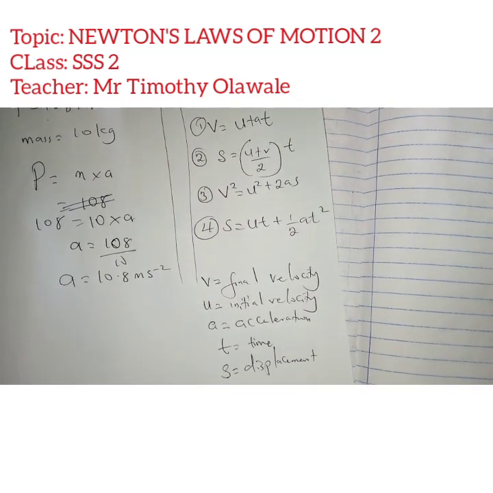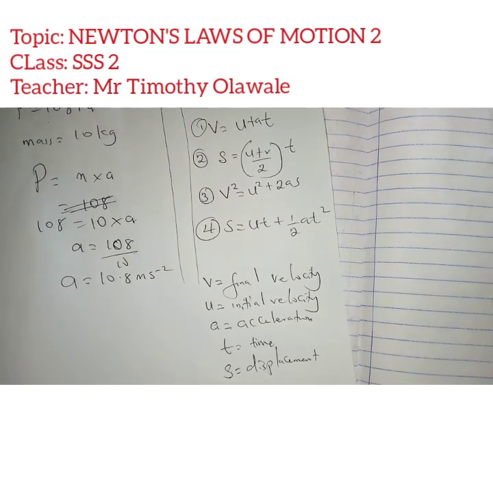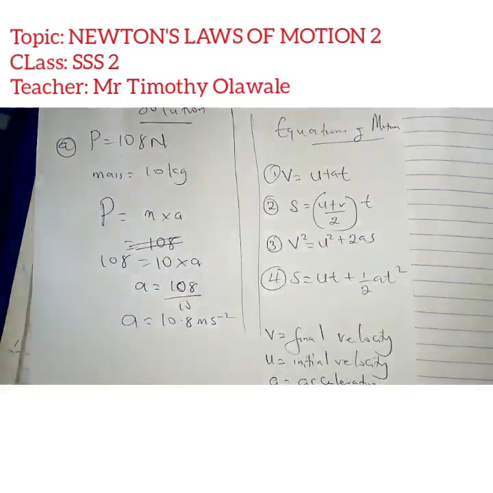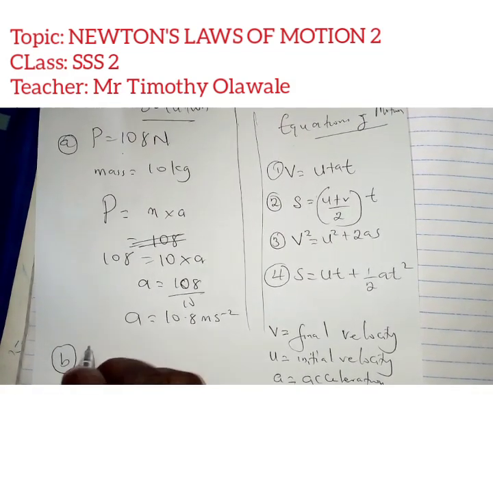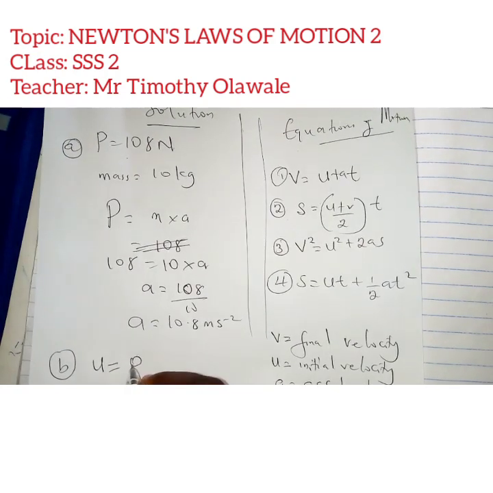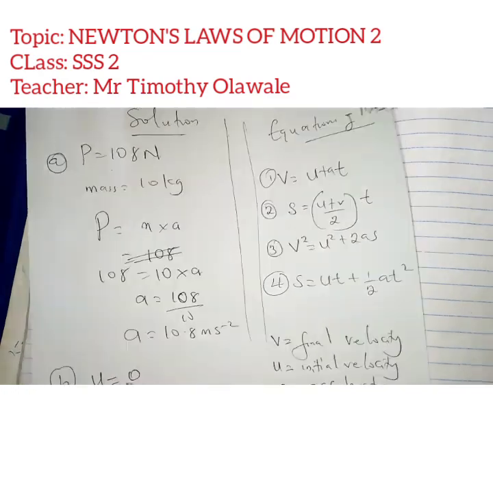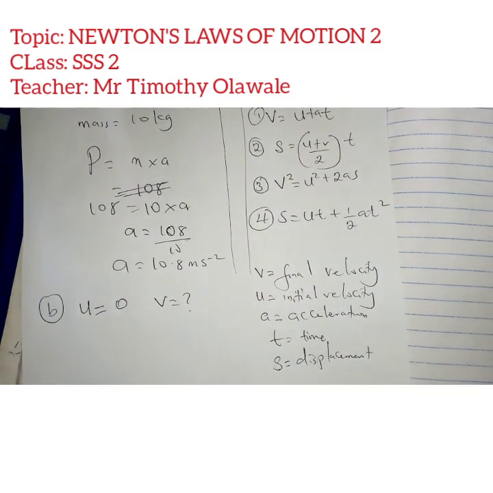Okay, so the question now says that assuming the body starts from rest. So we have solved the A part of the question. Now we want to look at the B part. Assuming the body starts from rest means that initial velocity is 0. What velocity does it attain? So we are looking for the final velocity. Did you see how I got that? The initial velocity is 0, the final velocity is unknown.